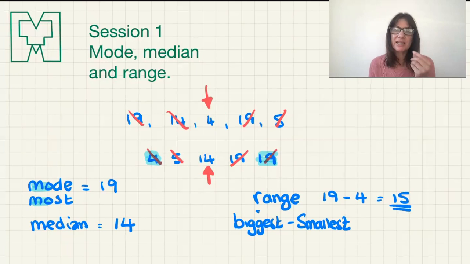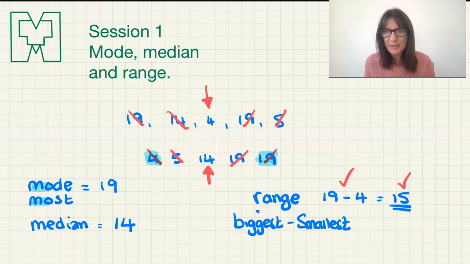Now, 19 take away 4 is a really easy sum to just do in your head, and quite often range questions are like that. So of course, it's really easy to just write your answer down. But if you don't show that, you will lose a mark. It feels really unfair to lose a mark when you clearly know how to get the answer, but it works like that. So we have to accept it. Write down 19 take away 4 to get 1 mark. Write your answer to get the second mark.